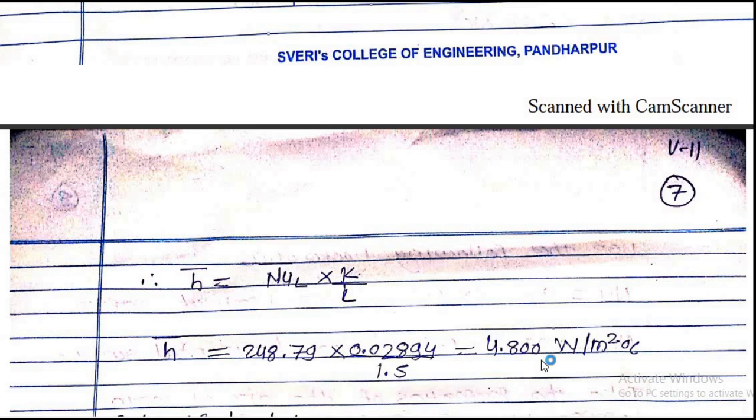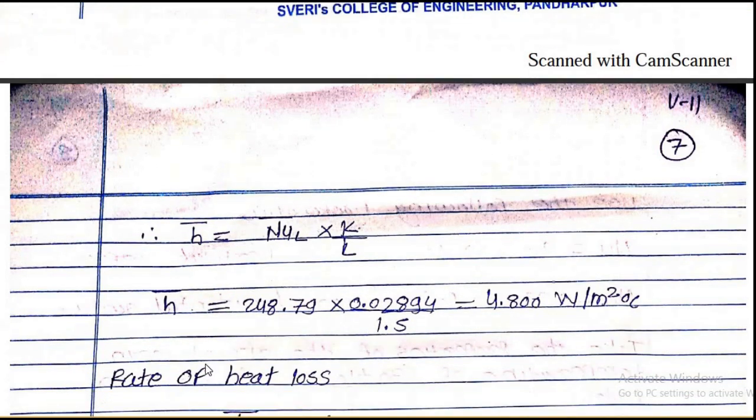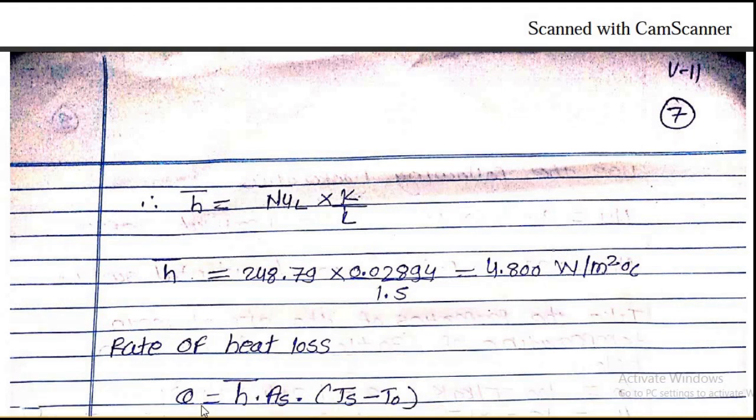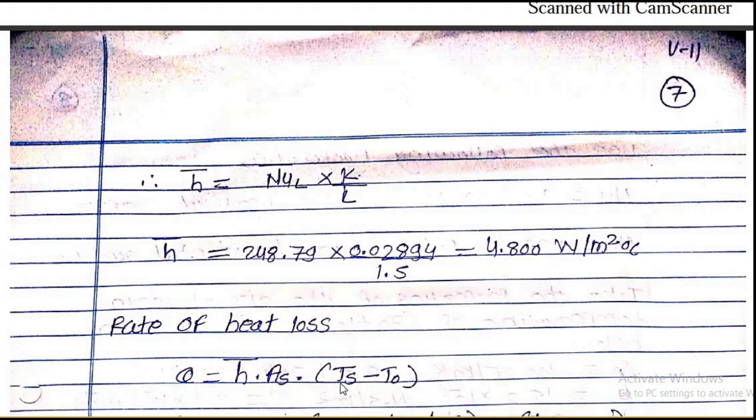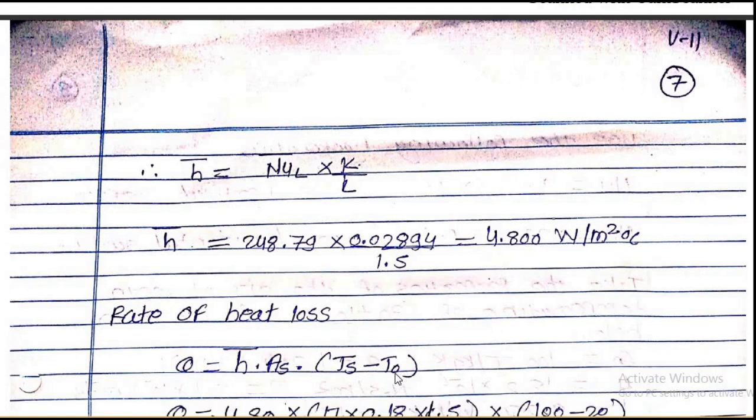Now we can calculate the heat loss by the cylinder, that is Q. So the heat transfer rate by convection, Q, can be written as: rate of heat loss Q is equal to h bar multiplied by A suffix s multiplied by Ts minus T naught. Here h bar is the average heat transfer coefficient, A suffix s is the surface area of that particular cylinder, multiplied by, in a bracket, Ts, the surface temperature of the cylinder, and T naught, the temperature of the fluid which is flowing over the cylinder.